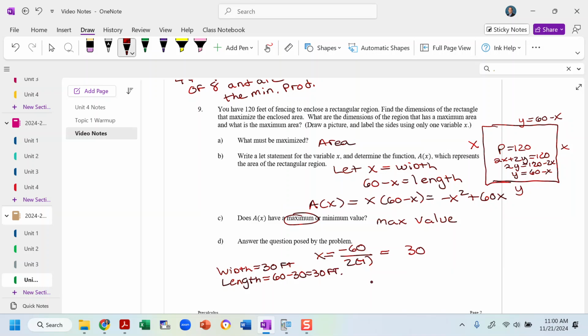And then the area, the maximum area, you could put in, because it's negative 30 squared plus 60 times 30. You could also just multiply 30 times 30. Either way, you're going to get 900 square feet as the maximum area. And you'd write that as a sentence.